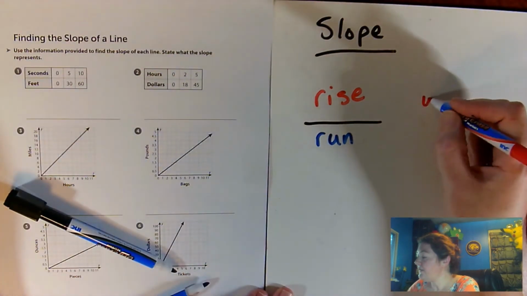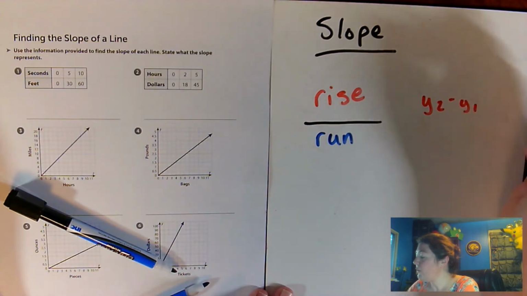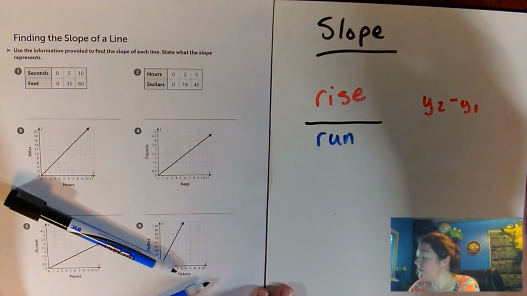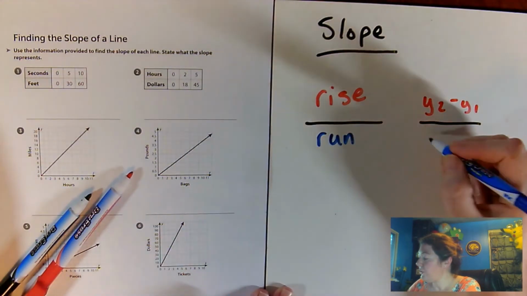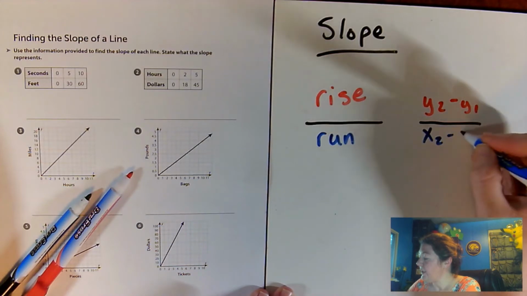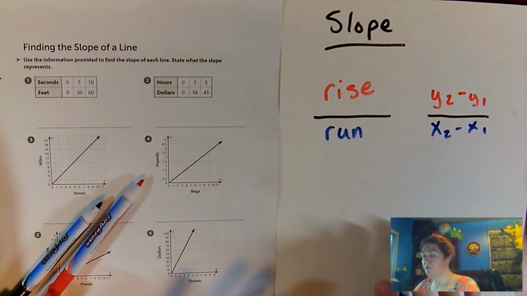So we've got to figure out the difference in our two y coordinates, and when we find difference we use subtraction, and we're going to look at the difference in our x coordinates, and to find difference we use subtraction.